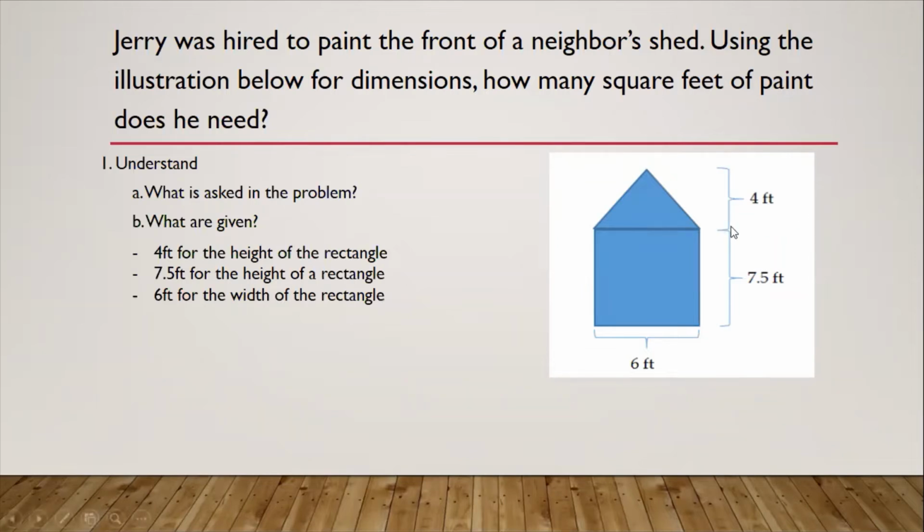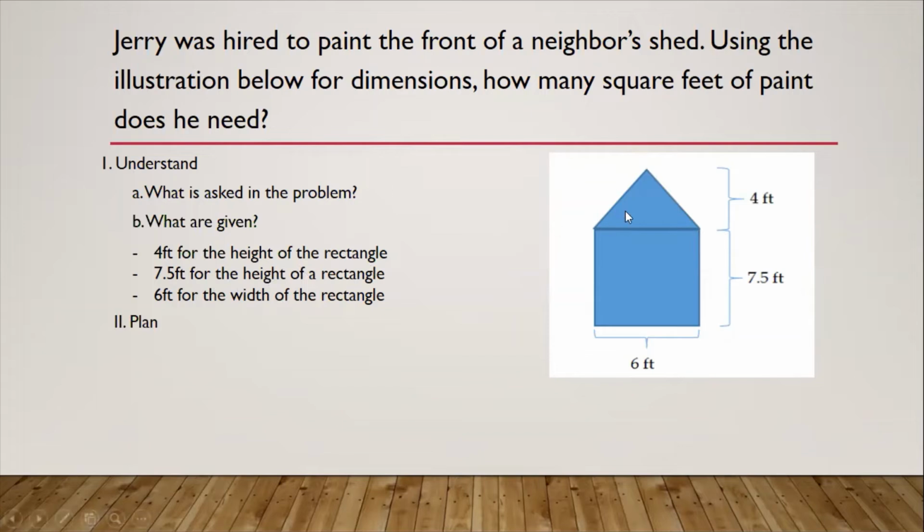As what you can see, we have 4 feet for the height of our triangle. By the way, this one is a triangle. 7.5 feet for the height of our rectangle. And 6 feet for the width of our rectangle. Now, let's plan. Find how many square feet of paint Jerry needs.